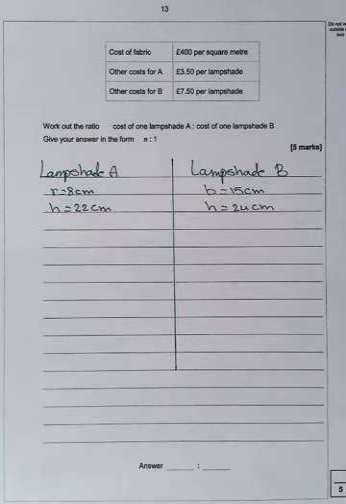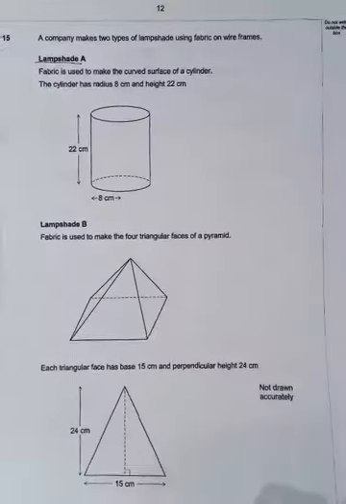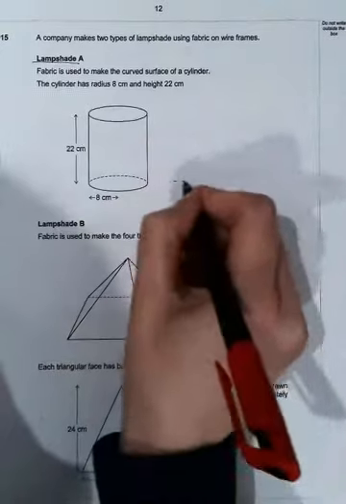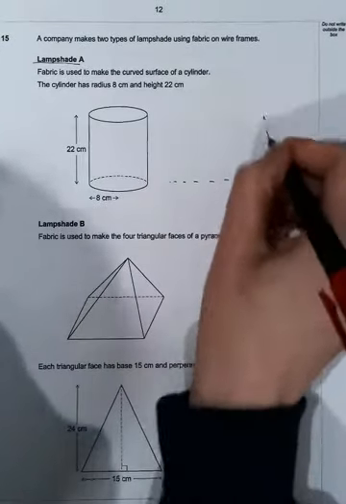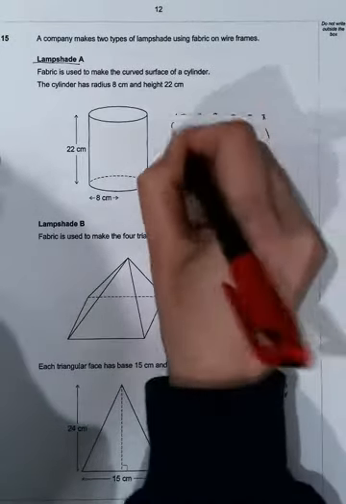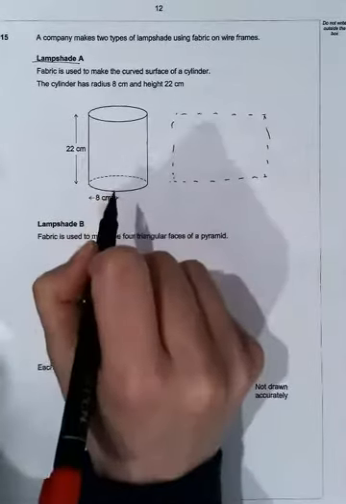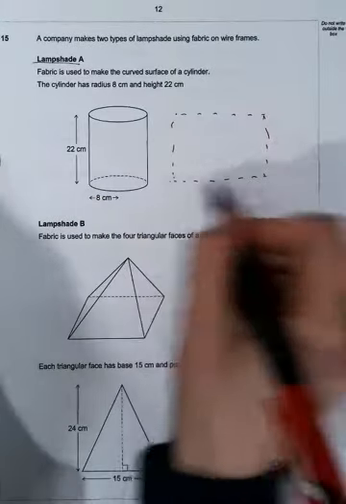Now the first thing we need to do is to find the surface area for both lampshades. Okay, now looking at the information here, I want to start with the cylinder, and to find the surface area for the curved part, I will need to open the cylinder. So imagine the cylinder with me. When you open it, it would look like a rectangle. So if you fold this rectangle, it would look like a cylinder.